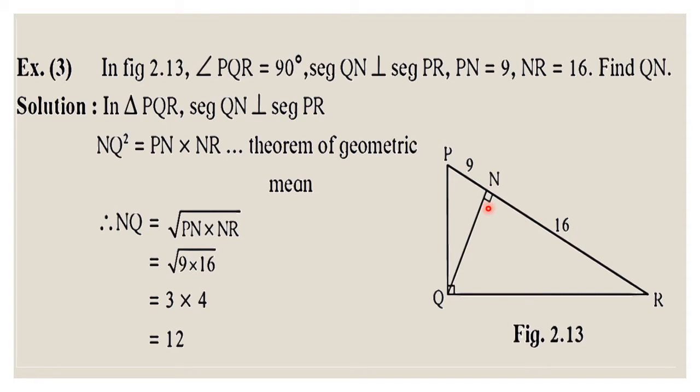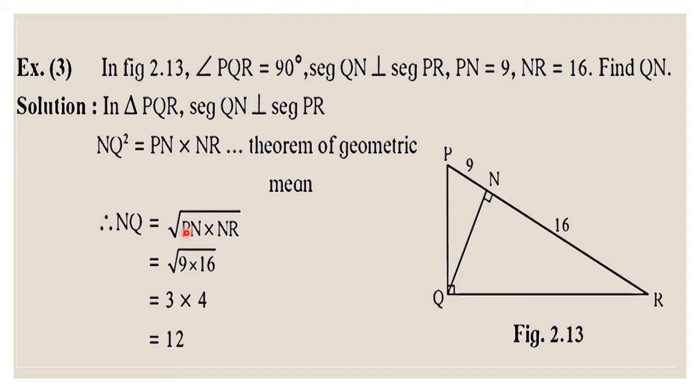Clearly the theorem relating to the perpendicular drawn from the vertex to the hypotenuse and the segments to which the hypotenuse is divided is the geometric mean theorem, wherein it says that QN is the geometric mean of PN and NR. That means QN square is equal to PN into NR, and that is same as QN is square root of PN into NR. So NQ is equal to square root of PN into NR.